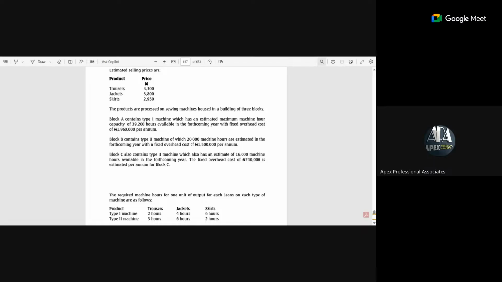What is the maximum hours here? 20,000 machine hours. Block C is using type 2 likewise. So how many hours do we have here? 36,000? No, 16,000 machine hours. Is having how many hours? It is having 16,000 machine hours. So take note of that. Let me go back to my solution page.